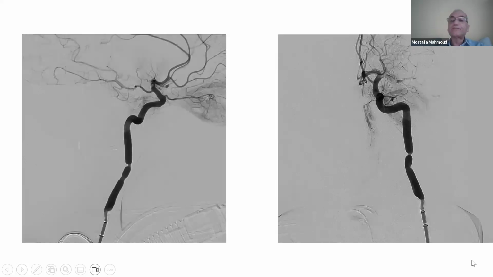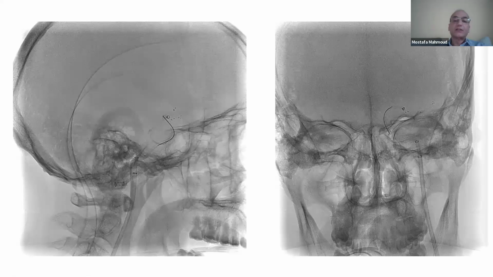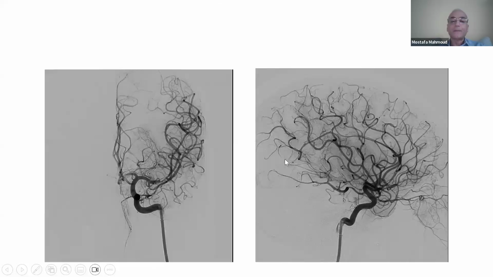Same technique, adapted technique, tracking the aspiration catheter. The aspiration catheter was not easy to track, so we resorted to what we call the anchoring technique, by deploying the stent retriever and then advancing the aspiration catheter, aspirating while occluding the flow from the Bobby. Full recanalization. And what about the dissection?